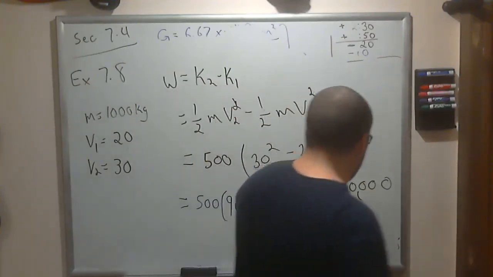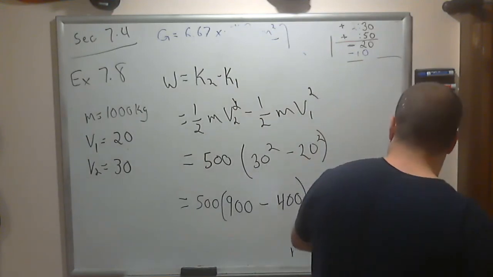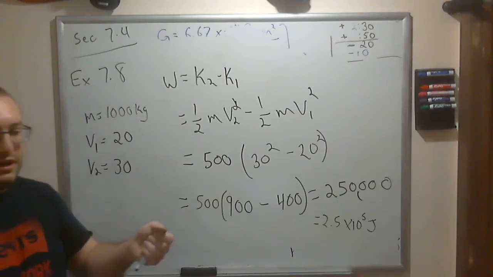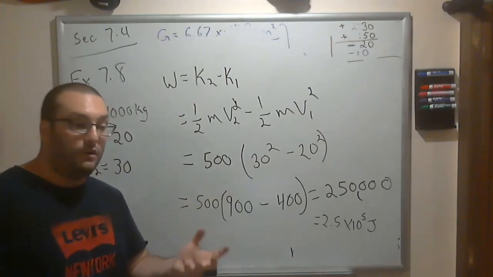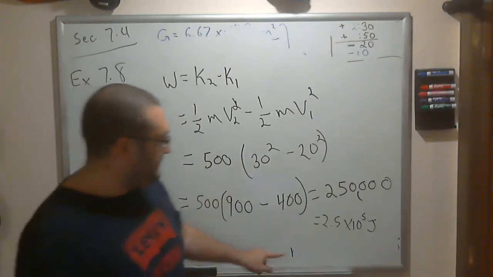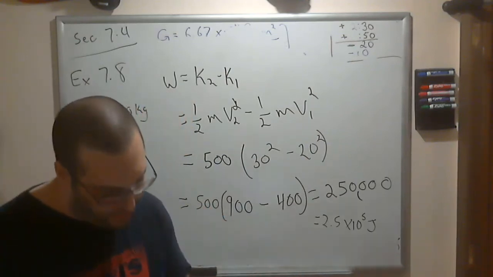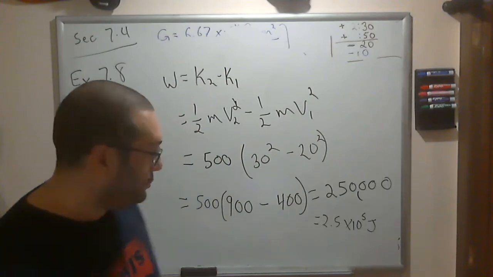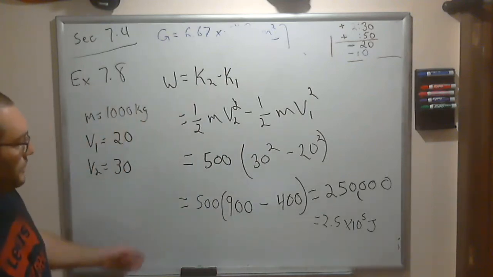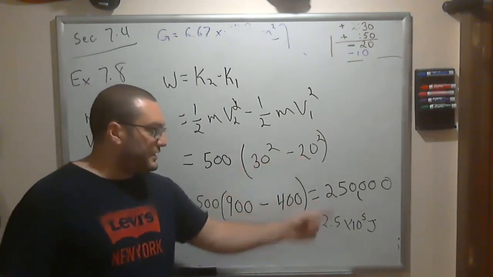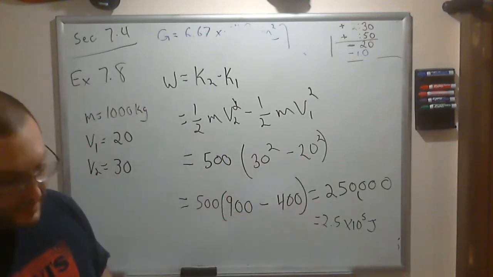So it takes a lot of energy to speed up a car to go 30 miles an hour. Compare this to the ball that we throw, which only took 40 something joules, 45 joules. Compared to a car, just increasing it from 20 to 30 miles an hour takes 250,000 joules.